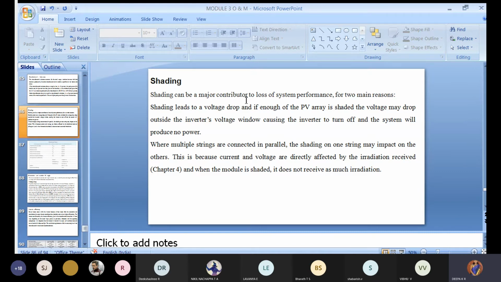So shading can be a major contribution to loss of system performance for two main reasons. Before saying this, I will say there are two categories of shading you can find. One is partial shading, another one is full shading. Partial shading is mainly with respect to the voltage parameter, and full shading is mainly with respect to your short circuit condition. Partial shading means, let us think.